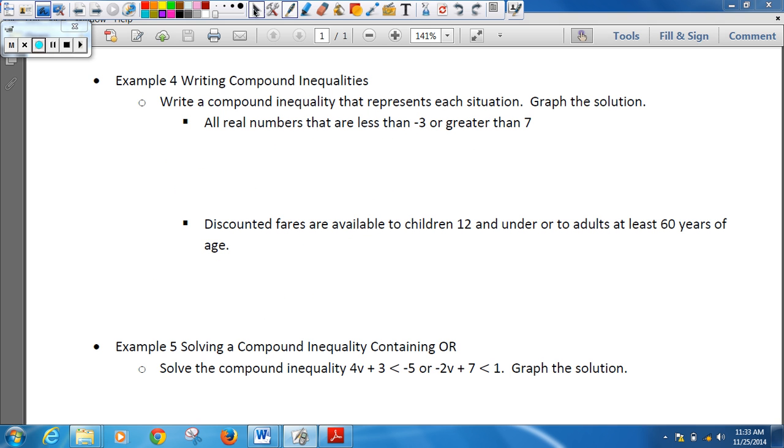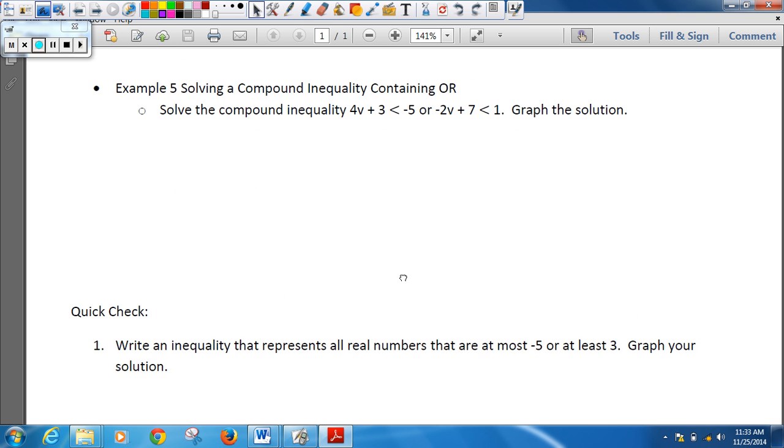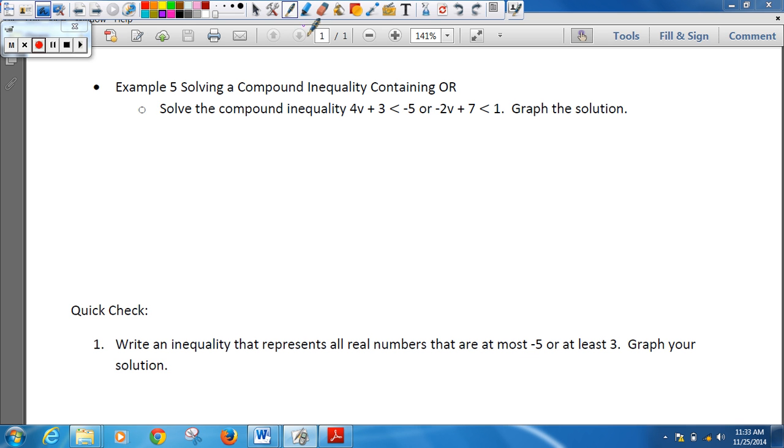Example number 5 here then has a compound inequality containing the following. Solve the compound inequality and graph the solution. So if it looks here, we have 4v plus 3 is less than -5, or -2v plus 7 is less than 1. So essentially you have 2 that you are solving. It's joined by the word or. So I need to minus 3, so I have 4v is less than -8. I'm going to divide by 4, so v is less than -2. I'm dividing by a positive 4, so I do not flip the sign.